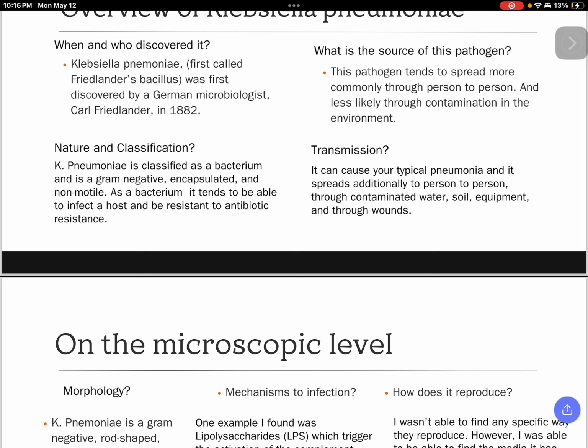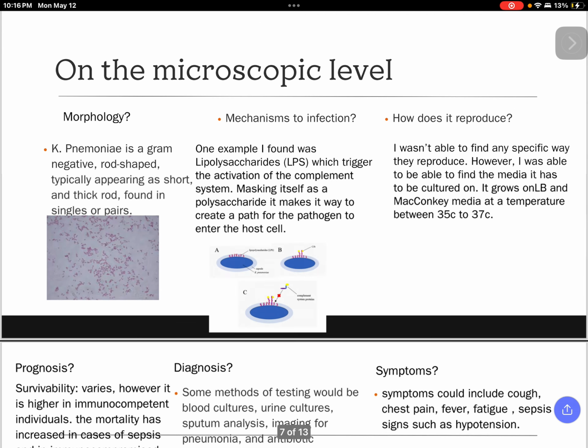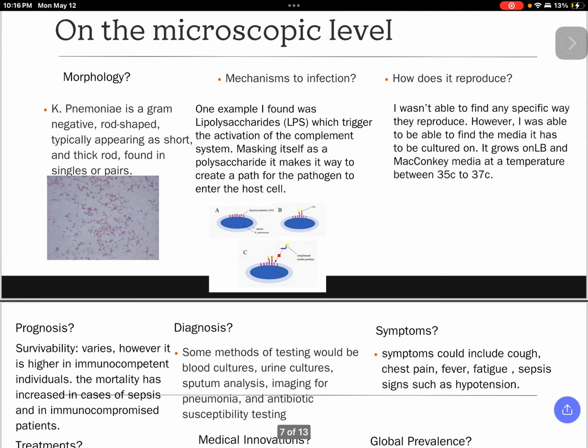You can maybe spit up the particles and accidentally get it on a table or something like that, but the particles cannot go airborne, and if you inhale the infected air, it's not going to hurt you because there's no airborne particles. On a microscopic level, morphology, K pneumoniae is a gram-negative rod-shaped bacterium, typically appearing as a short, thick rod found in singles or pairs. I provided a picture here of what it looks like gram-stained.